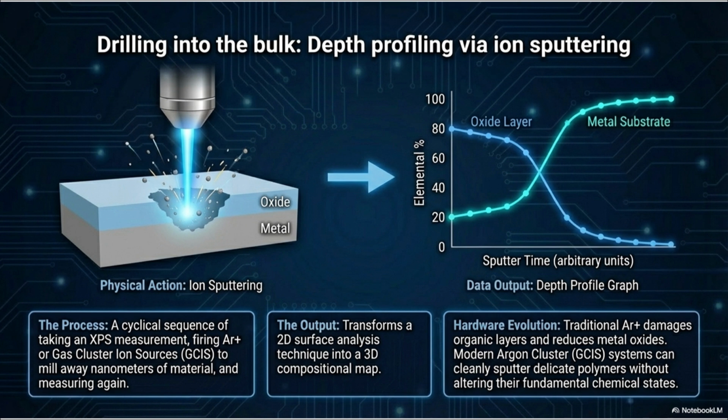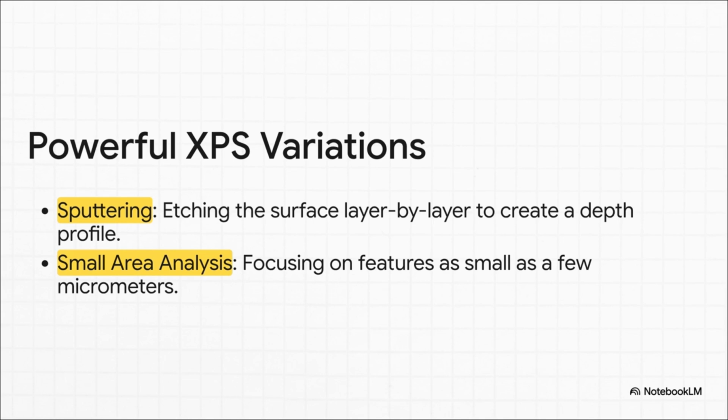And the XPS toolkit has even more tricks. What if you want to know what's under the surface? No problem. You can use an ion gun to gently sputter away atoms, layer by layer, and analyze as you go, creating a full 3D map of your material's composition. Or what if you need to analyze a really tiny specific spot? You can focus the X-ray beam down to just a few micrometers wide. It really is an incredibly flexible technique.